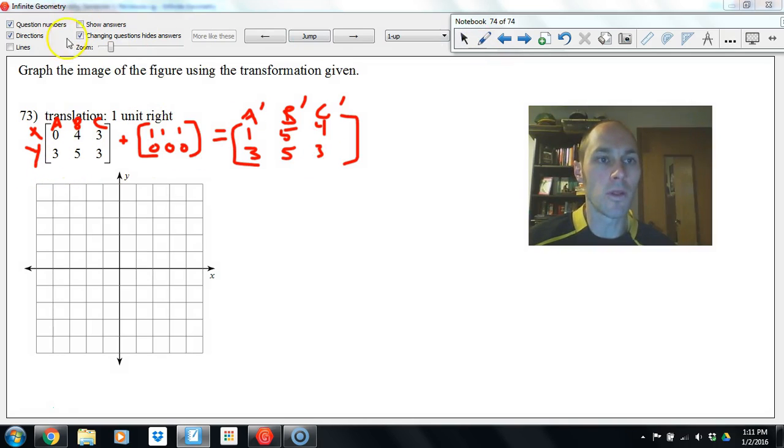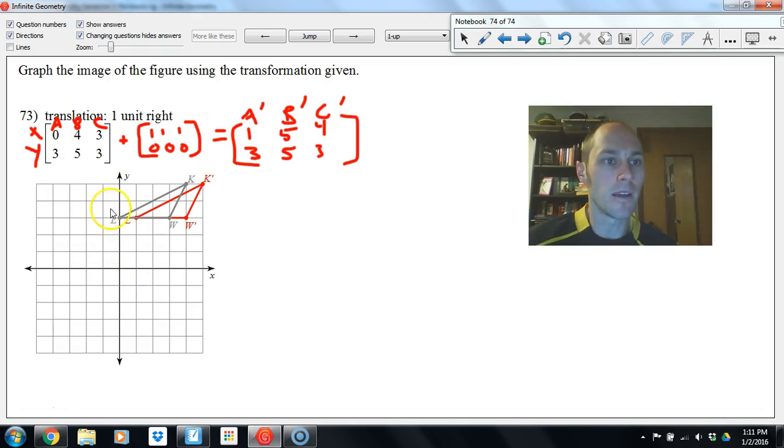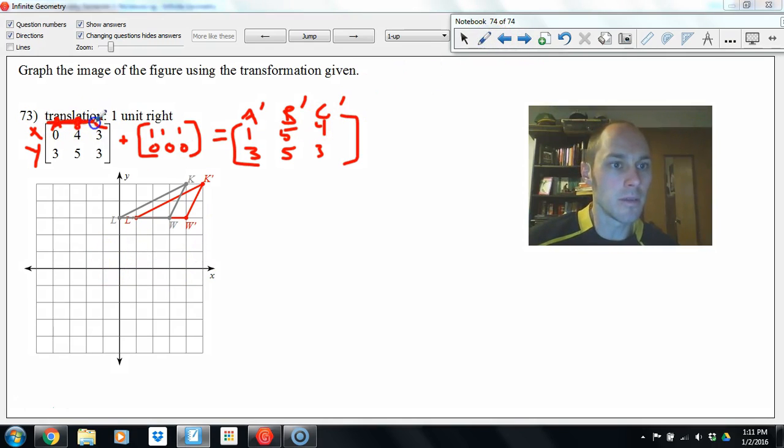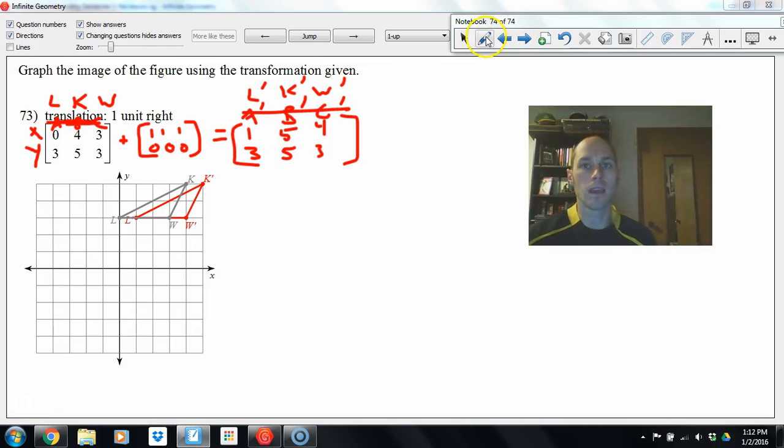You can then graph both of those and see what happens. So we have 0, 3, 4, 5, and 3, 3 as our points. New points 1, 3, 5, 5, and 4, 3. Looks like our points are labeled a little bit differently. This one is L, K, W. So this would be L prime, K prime, W prime.